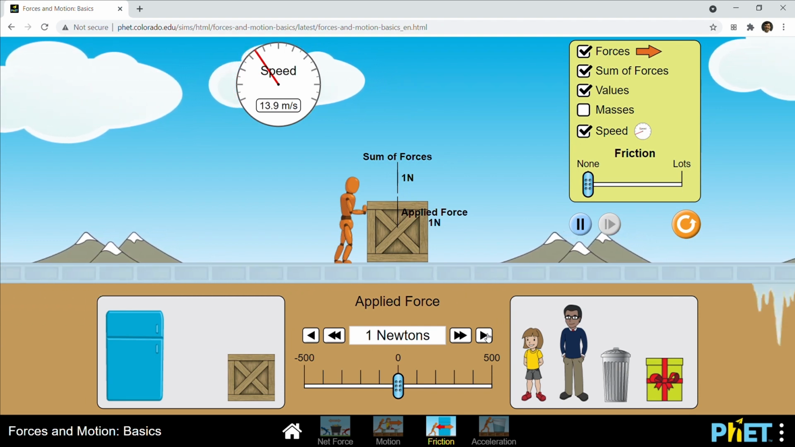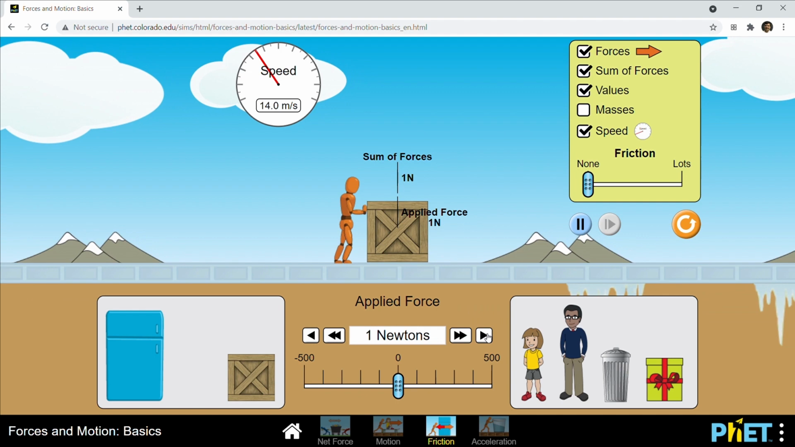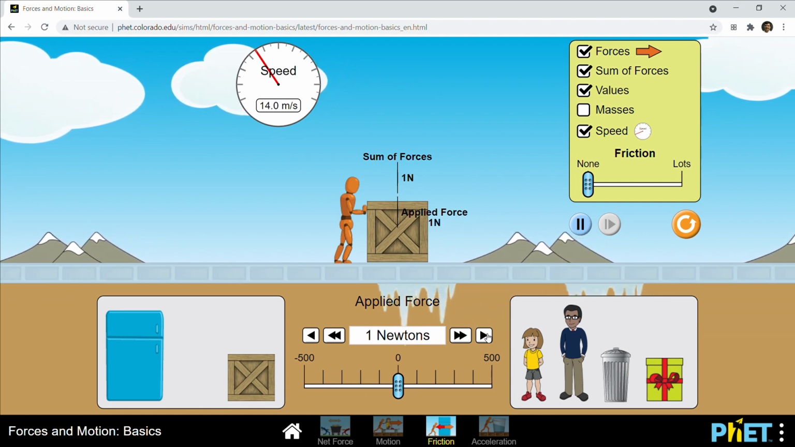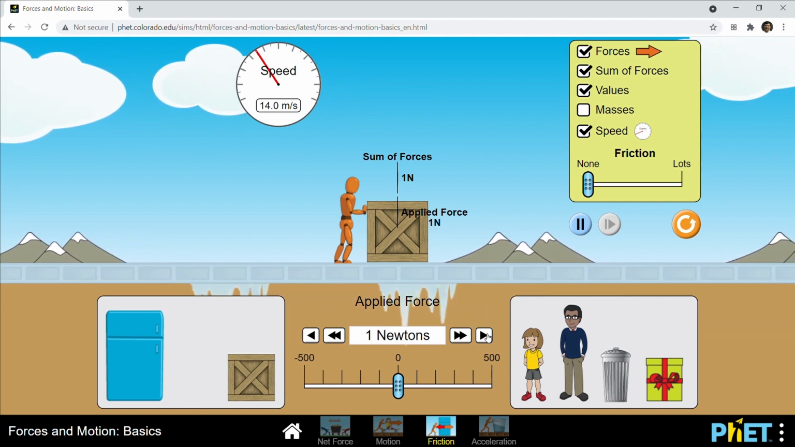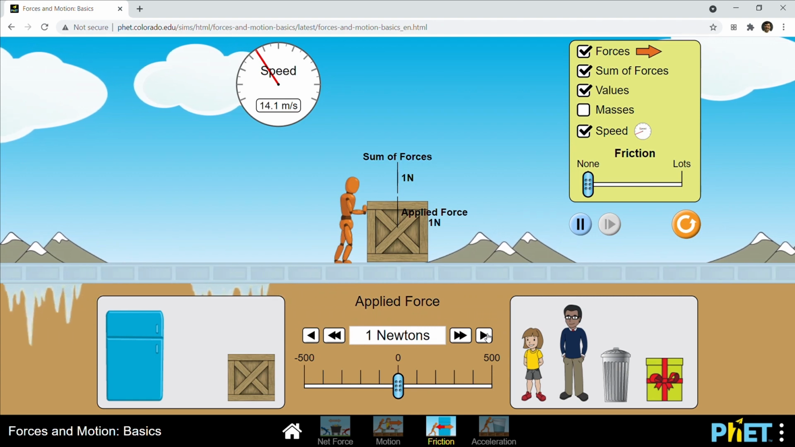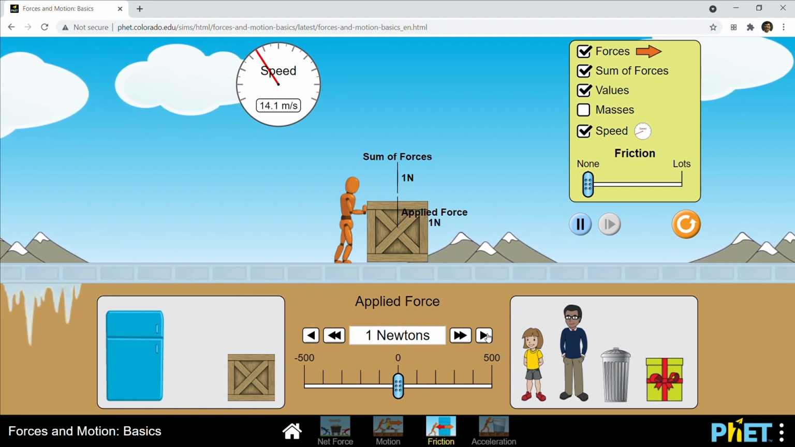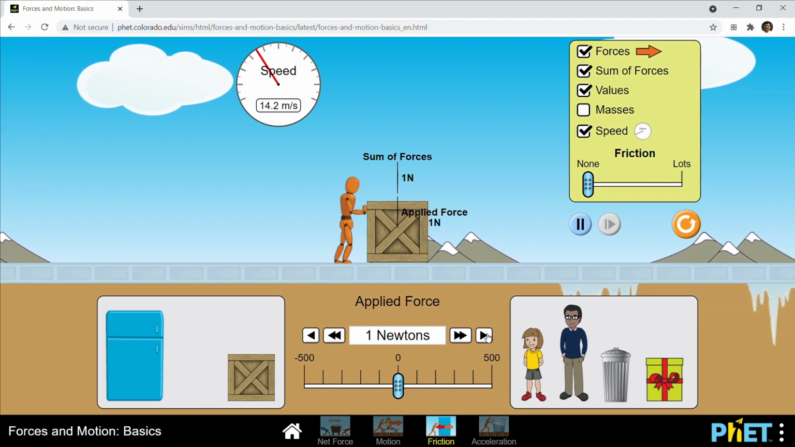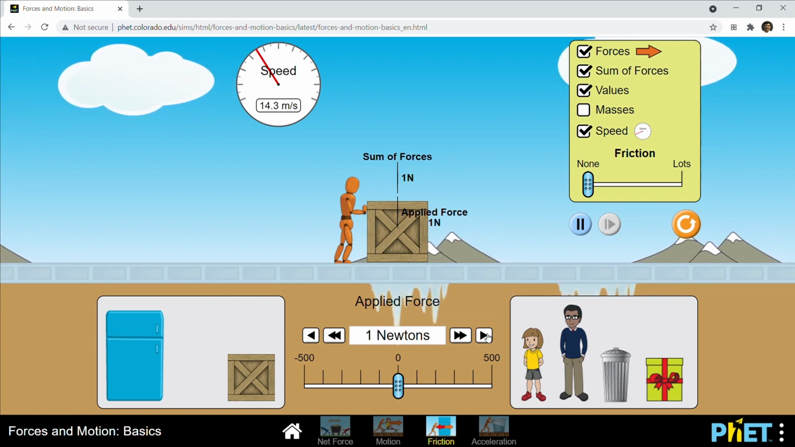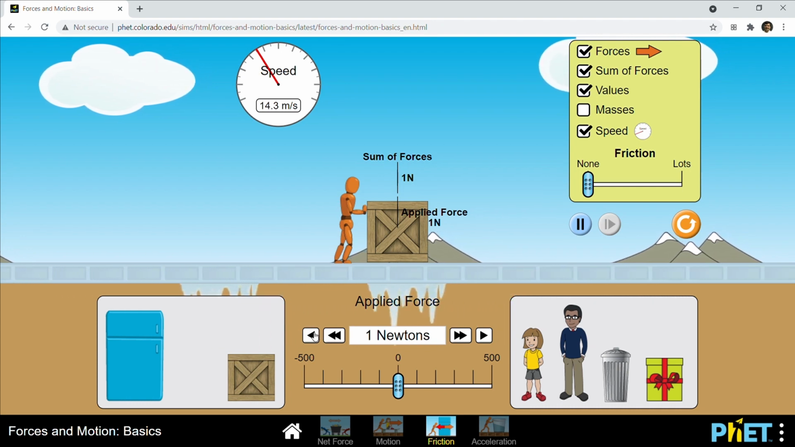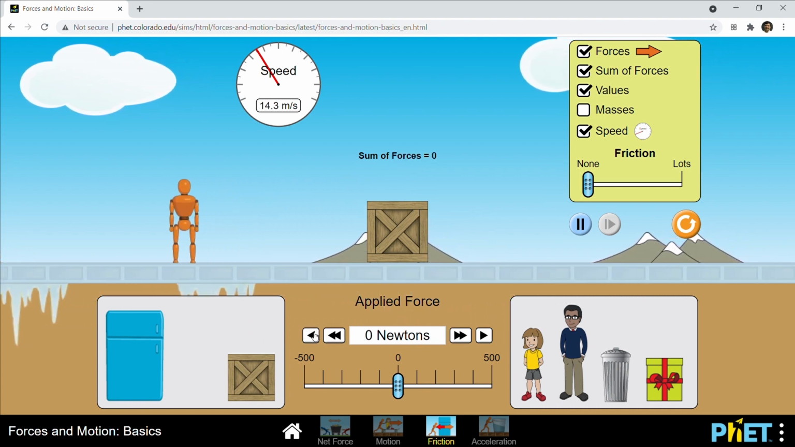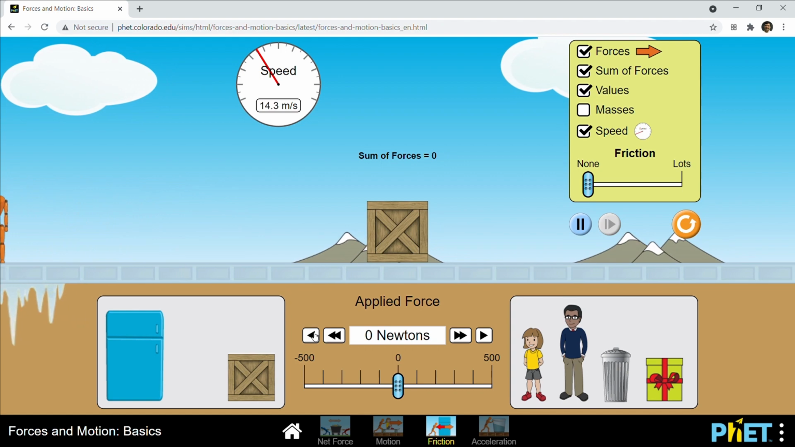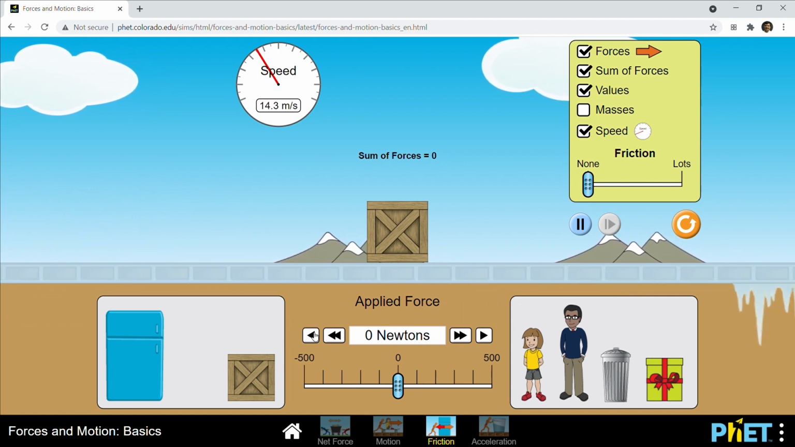Notice the speed has already changed. It went from 13.8 to 13.9 to 14, 14.1. So even 1 Newton of force, if there's no friction force, will cause that box's speed to increase. So let me get rid of that. The box is in dynamic equilibrium, no friction, no applied force. It is still moving at constant speed.